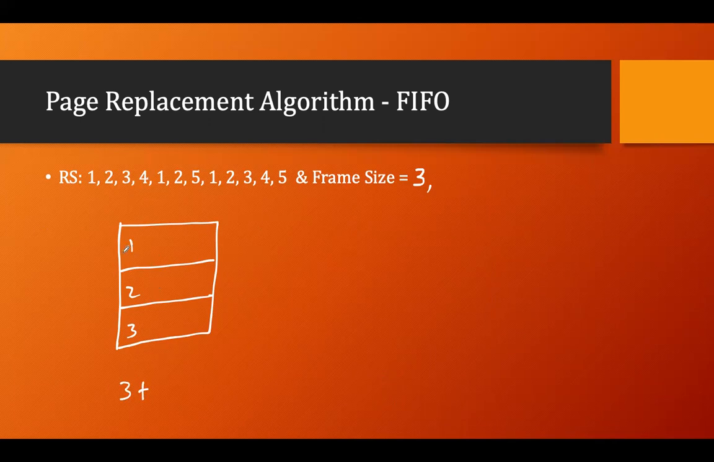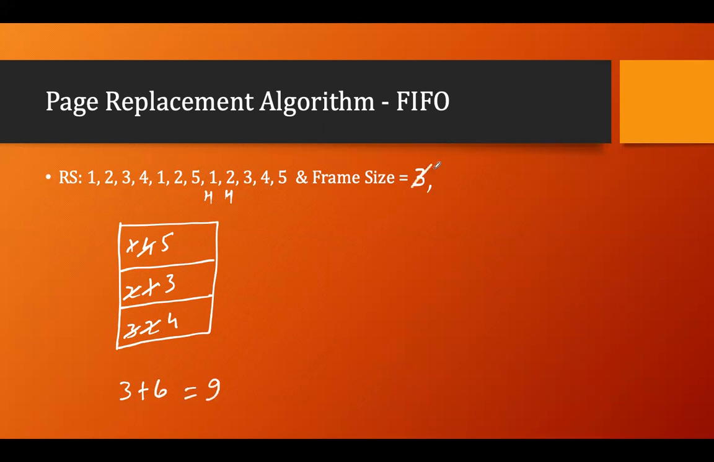Then we need 4. 4 will replace 1. 1 is the oldest one, which came first, so 1 will go out. Then 1, 2, then 5. 1 is a hit. 2 is a hit. 3 required. 4 required. And 5 is a hit. So how many page faults occurred? 1, 2, 3, 4, 5, 6. So the total number of page faults is 9.